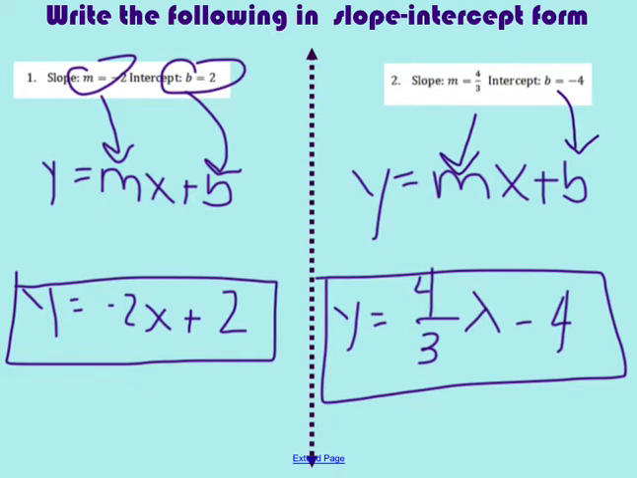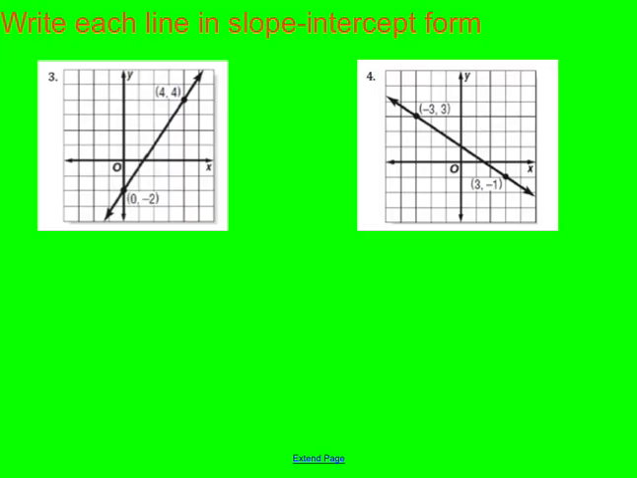So let's take a look at number 3, and we're going to write the equation from the graph. First of all, we see that we're crossing the y-axis at -2. So b is equal to -2. Now I want to find another point. It looks like it's crossing a corner again right here.